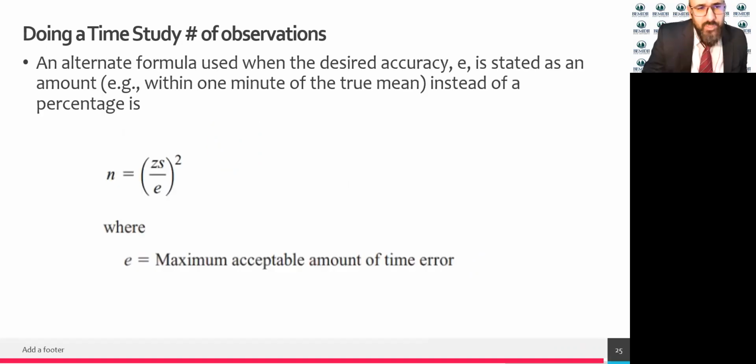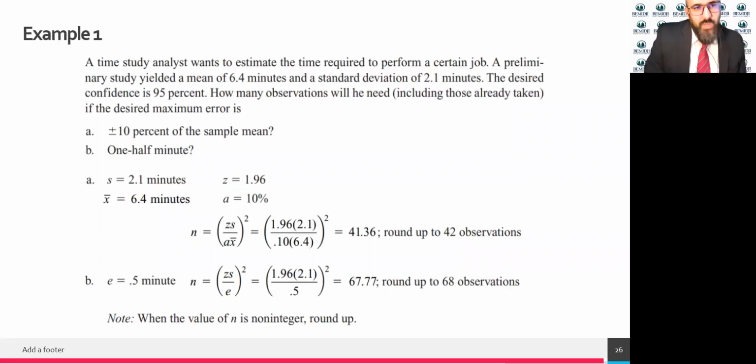Also, there's another way of doing it using this equation, N equals Z times S divided by E. We use this whenever the time is given to us, when it's stated as an amount of time, like within 1 minute of the true mean, for example, instead of a percentage. We'll take an example now to show you how you can calculate the number of observations.